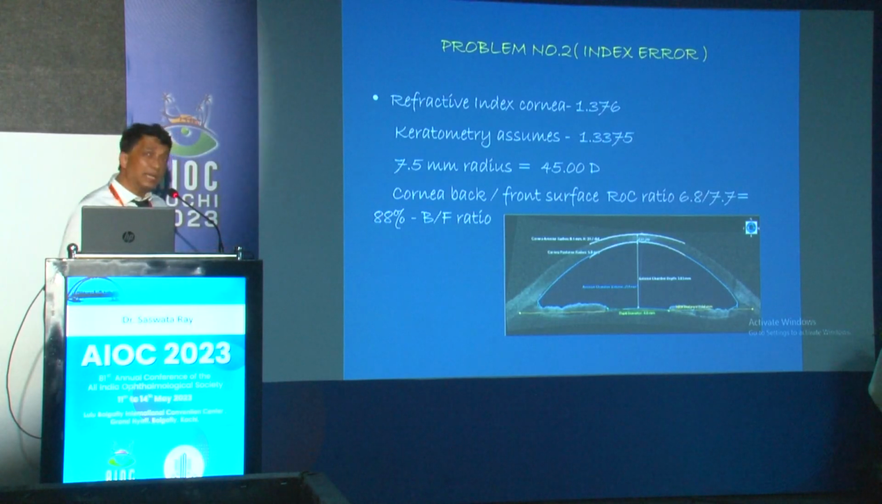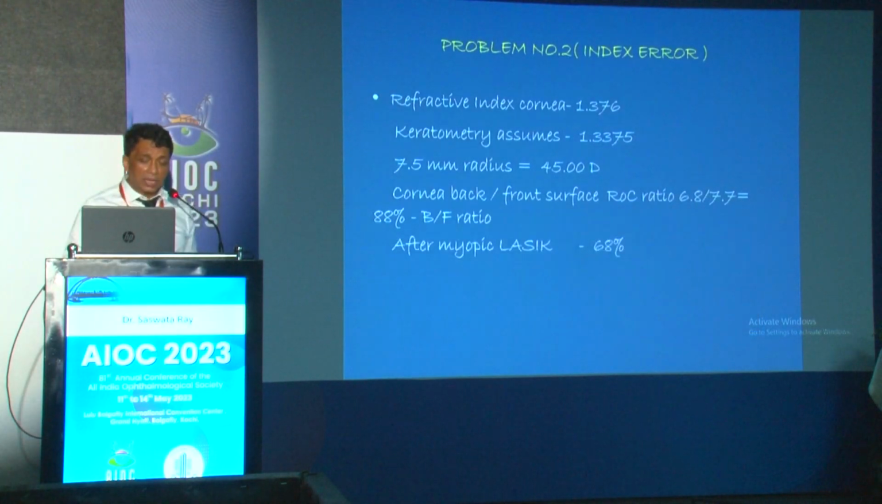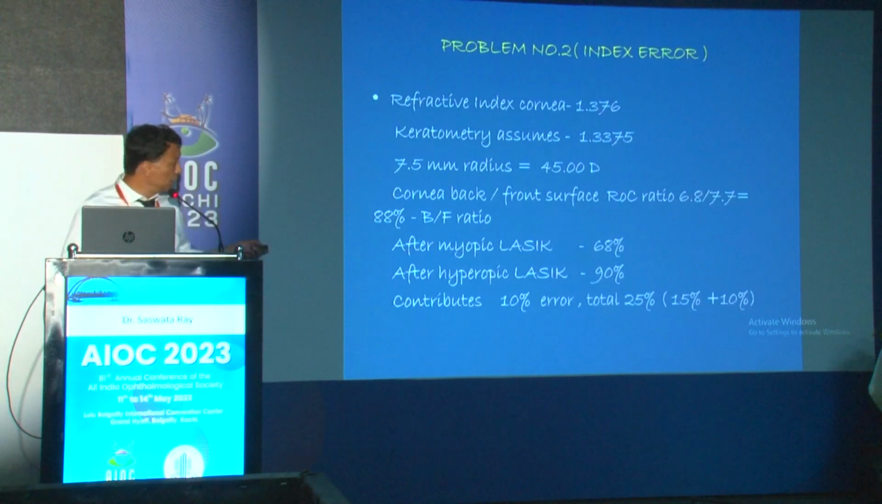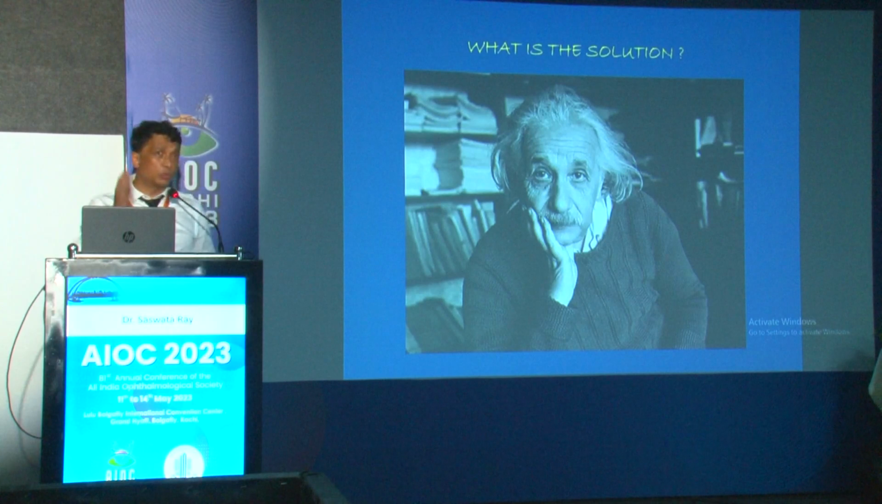This 88% is the normal ratio in a virgin cornea, but this changes when we do refractive surgery. The 88% after myopic becomes 68%, and after hyperopic LASIK becomes 90%. So we cannot hold this assumption. With the result, we'll end up with an index error. So these two errors, how do we solve that? Look at that, 15% and 10%, 25% error in keratometry. So the only way to solve this is to do it directly.